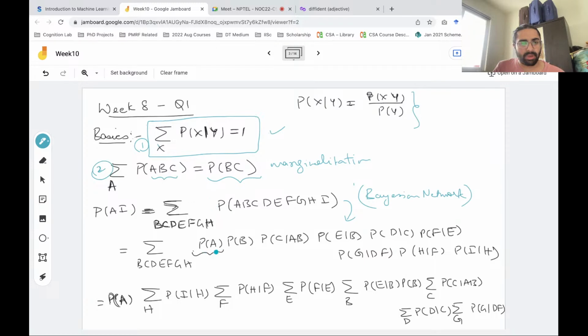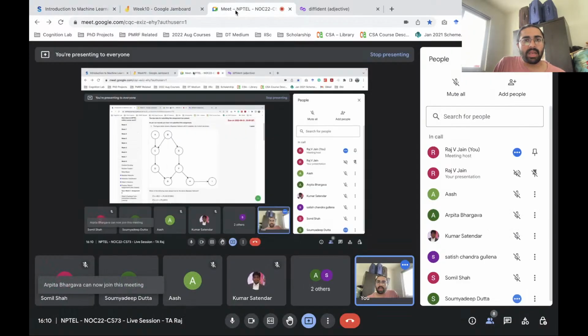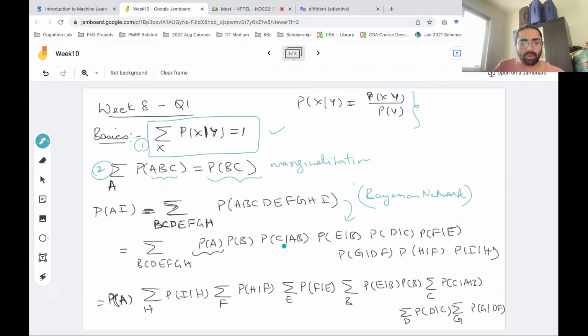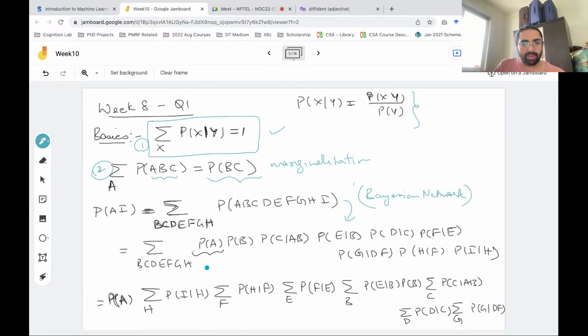So this comes out as p of a into p of b, because a and b are at the root nodes here, right? And then you have your c given ab, e given b, right? So c given ab because c's parents are a and b, e's parent is only b, f's parent is only e, g has two parents d and f, h has one parent f, and I has one parent h, right? So when you put it out like this, you basically get this format.